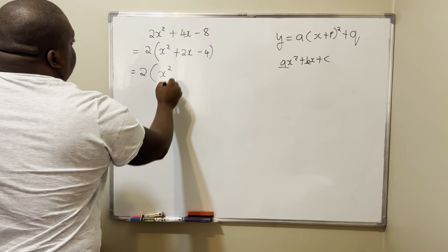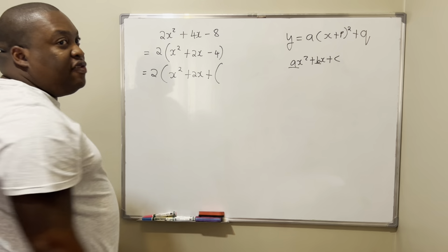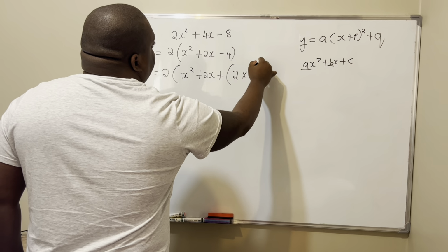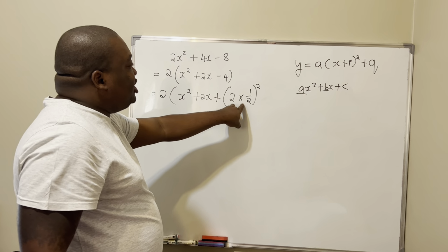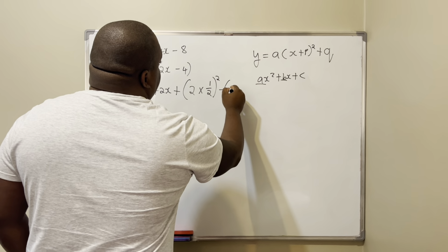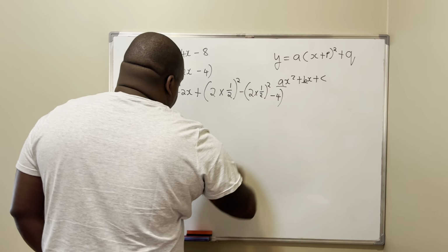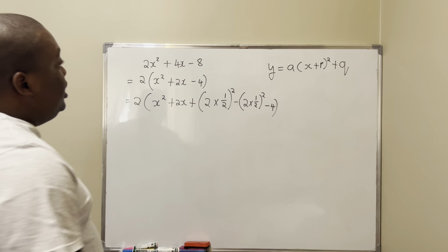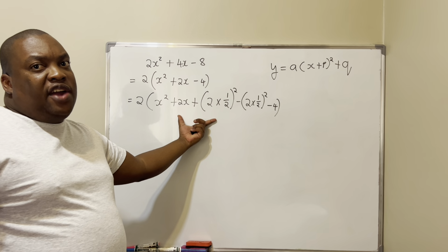So you'll have x² + 2x + (2 × ½)², where we take the coefficient of x, which is 2, multiply it by half, and then square it. Because we have introduced this term, we must remove it again, so we must have a negative sign on it. So it means we'll have 2 multiplied by half all squared, then − 4. So now we have a new expression.